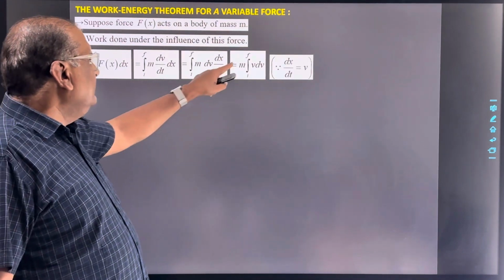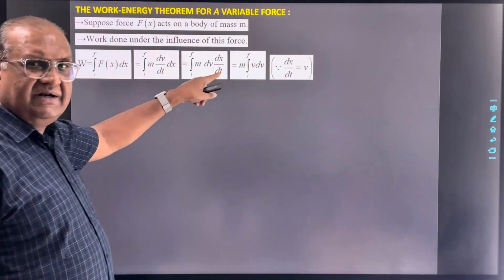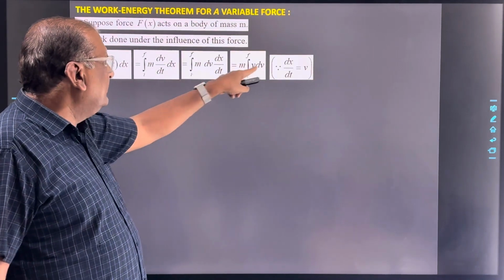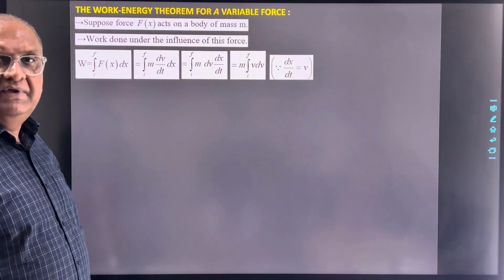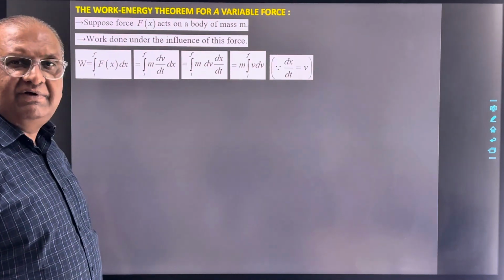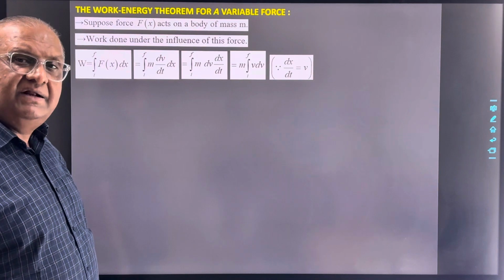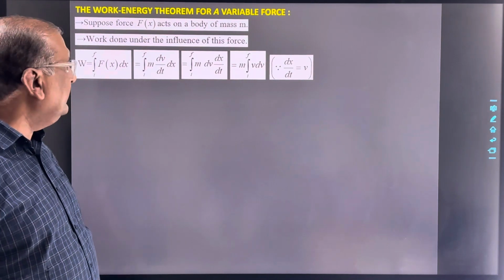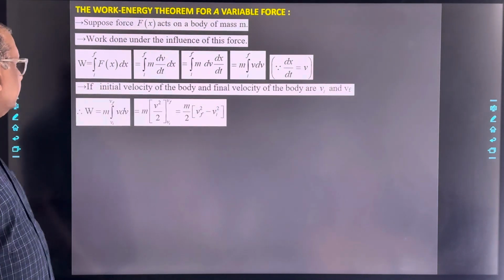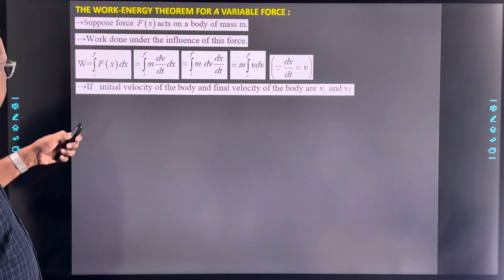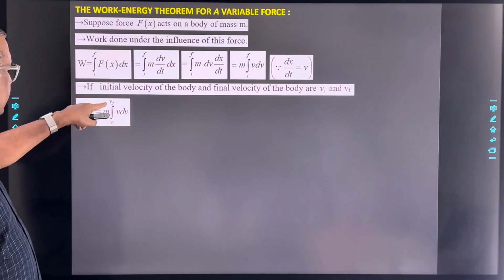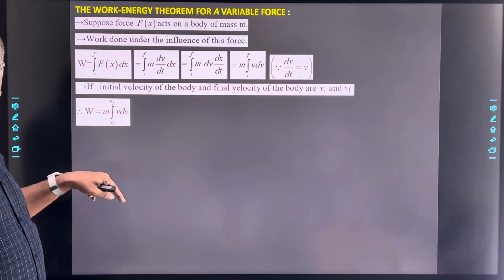So m is a constant quantity, take it outside the integration. dx by dt is v, and this one is dv. Now suppose at the initial position the velocity is vi, and at the final position the velocity is vf. Then we can write this integration as W equals m integration from vi to vf of v dv.